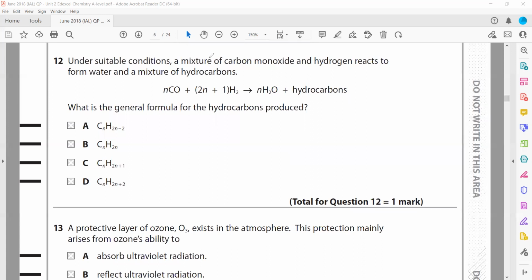Question 12: Under suitable conditions, a mixture of carbon monoxide and hydrogen react to form water and a mixture of hydrocarbons. What is the general formula for the hydrocarbon produced? So how can we work it out? The equation must be balanced.